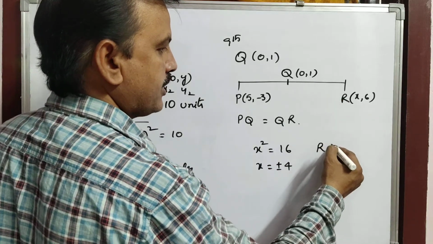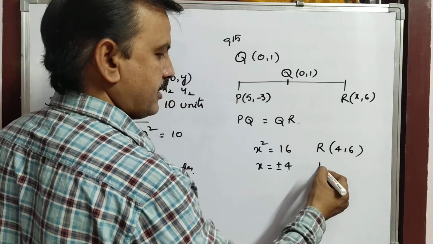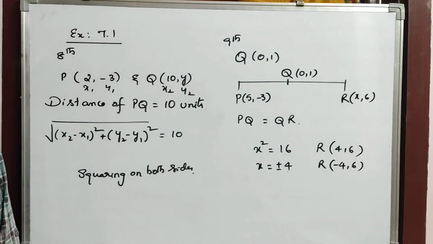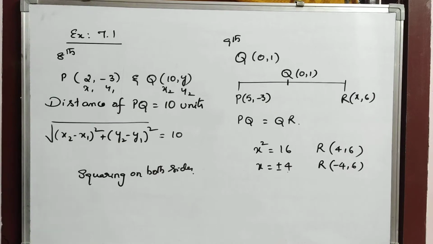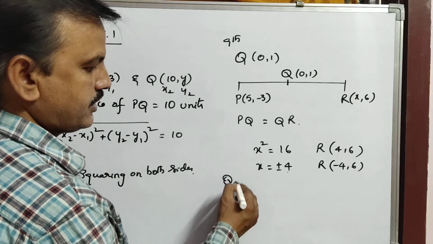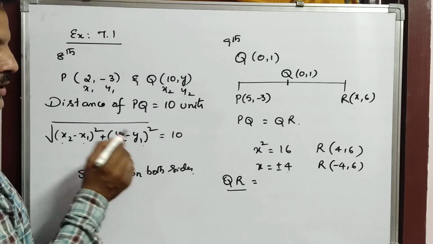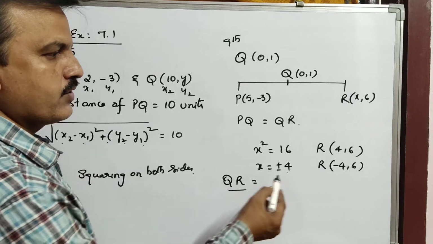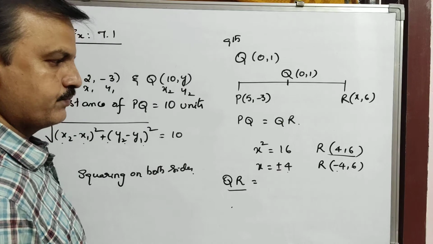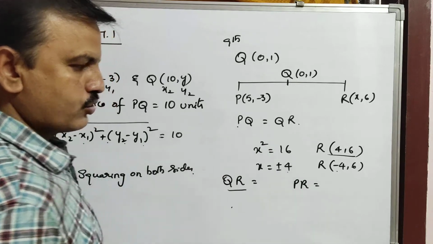Now you got the x value, that means for R you will again get two values: one with plus 4, that is 4 comma 6, and another one minus 4 comma 6. But at last he asked the distance of QR. The distance formula is square root of x2 minus x1 whole square plus y2 minus y1 whole square. So we have to use the distance formula, with R as 4 comma 6, and again do QR with minus 4 comma 6, two values. Then again you have to find the distance of PR. So in total you will get 4 values.